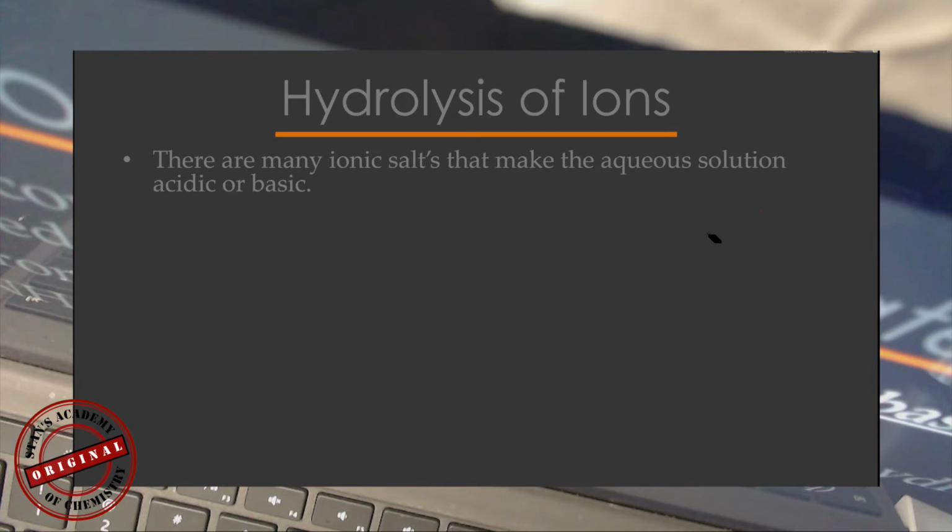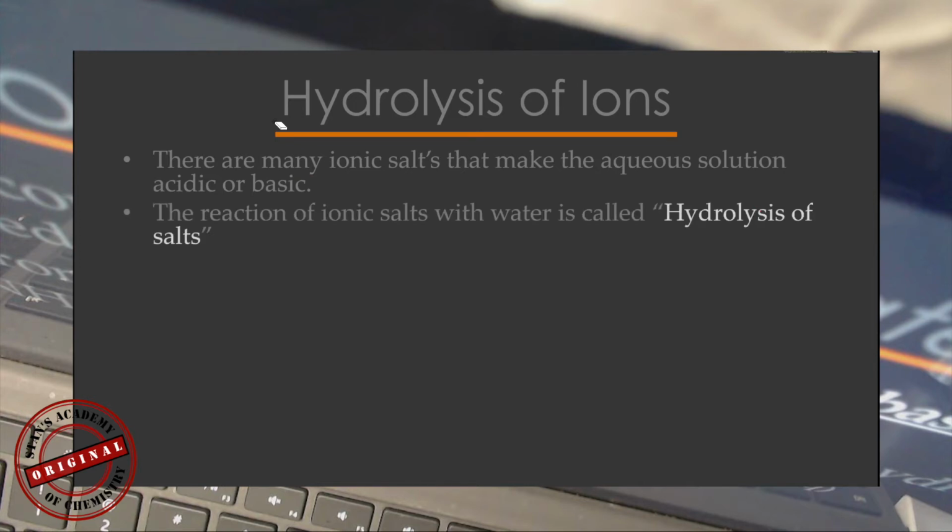There are many ionic salts that make aqueous solutions acidic or basic. That's what we're looking at. We want to see how this happens, and we need to write equations for it. The reaction of ionic salts with water is called hydrolysis of salts. So we are redefining, and having an understanding of the concept of hydrolysis. We are talking about interaction of ionic compounds with water and how it's going to change the pH of water.